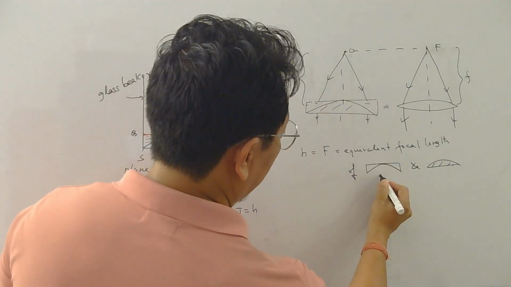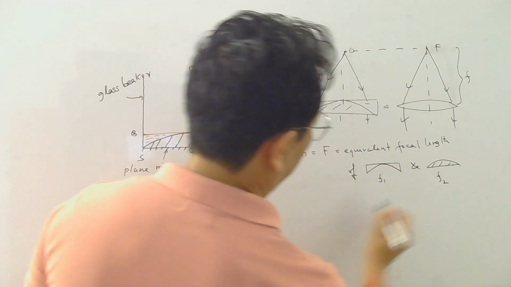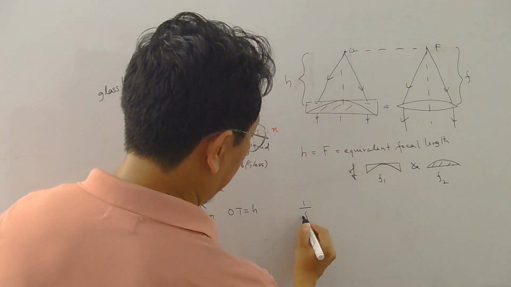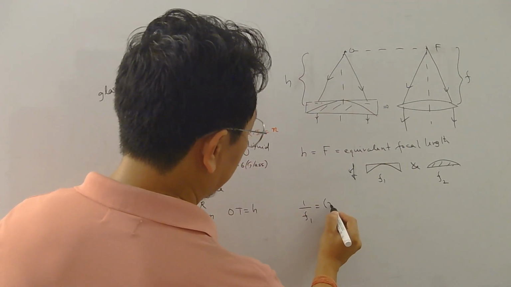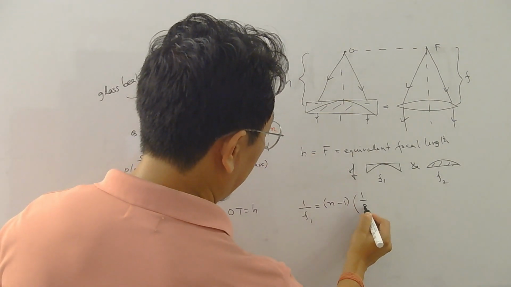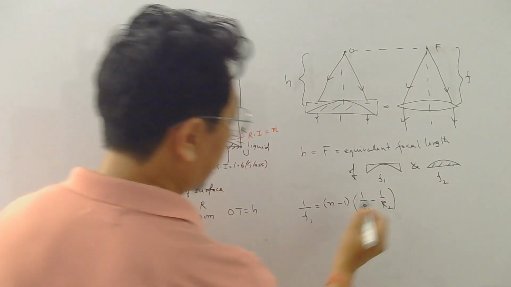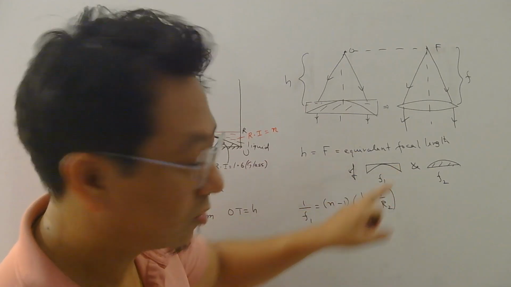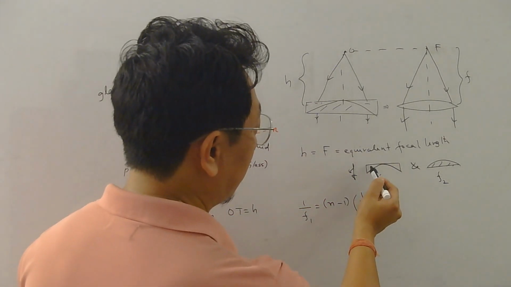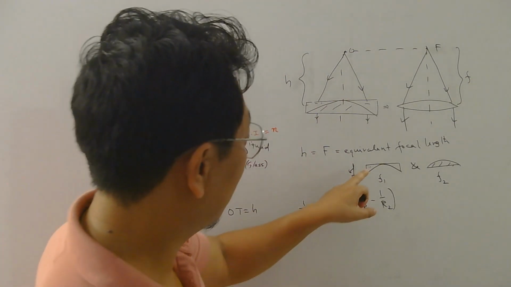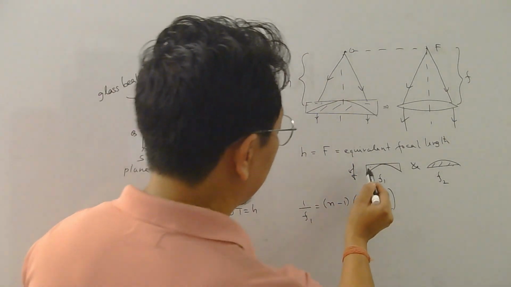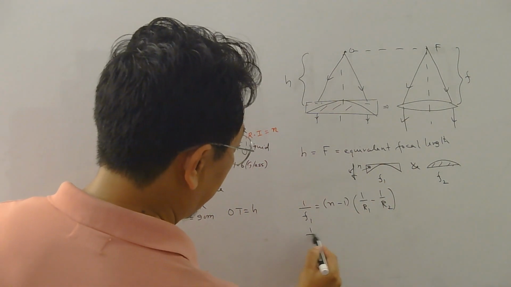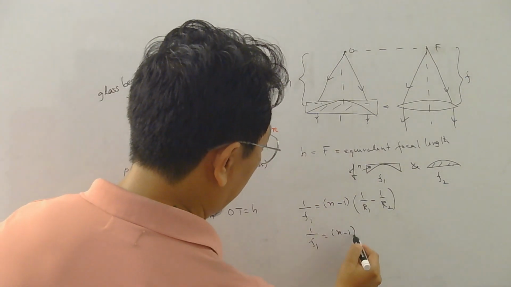So let's say the focal length of this is f1, and the focal length of this is f2. So what should be f1? Well, we will use the lens maker formula: 1 by f1 is equal to (n minus 1) times (1 by r1 minus 1 by r2). Actually, we write n2 by n1, but here the surrounding medium is air, so I will write n, where n is the refractive index of the lens. Here the lens refractive index is n, which is not mentioned. So 1 by f1 will be n minus 1.